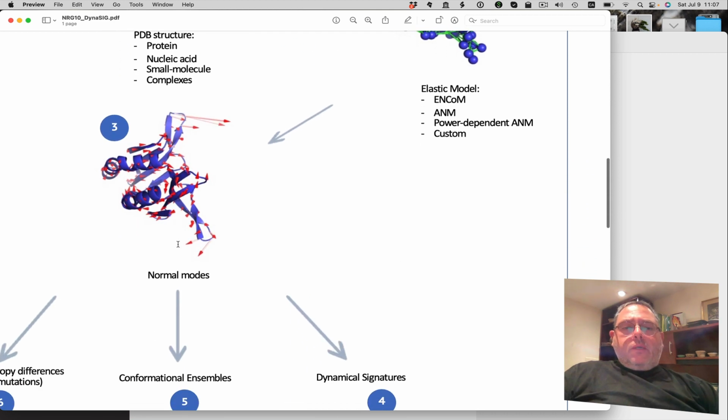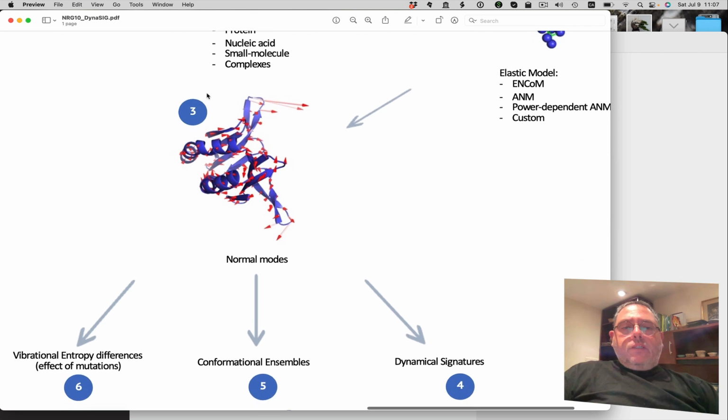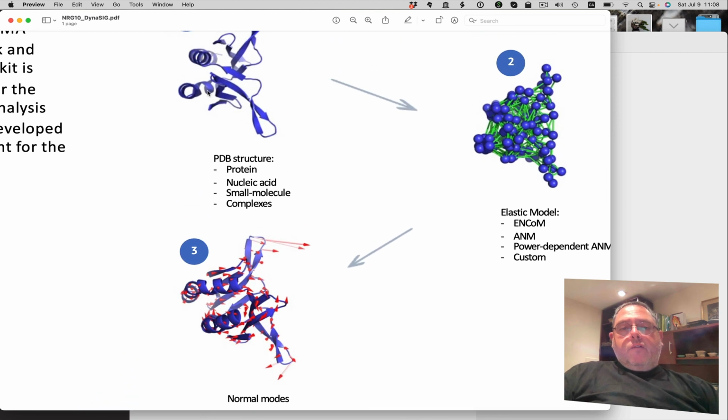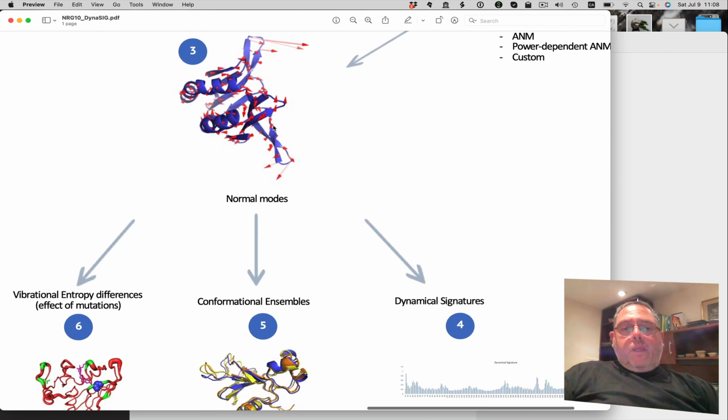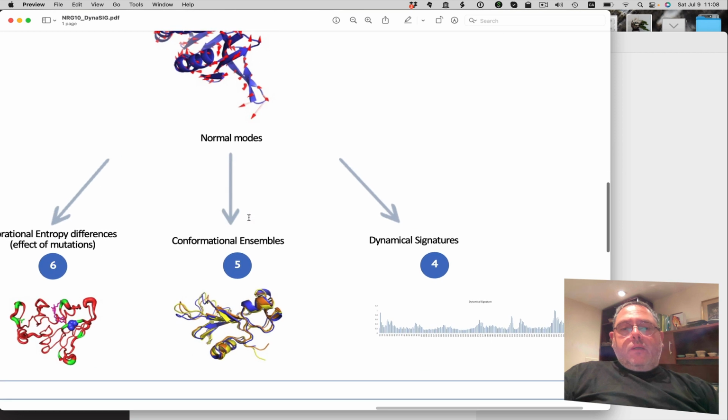With an elastic network defined, you can then generate the normal modes. In this figure, I'm showing only one normal mode, the first non-trivial one. As you can see from the arrows, one normal mode is a set of movements that are non-localized. In other words, one normal mode affects the movement of every node, which in this case, for this protein, a node represents an amino acid. And with the normal modes, a number of things can be done.